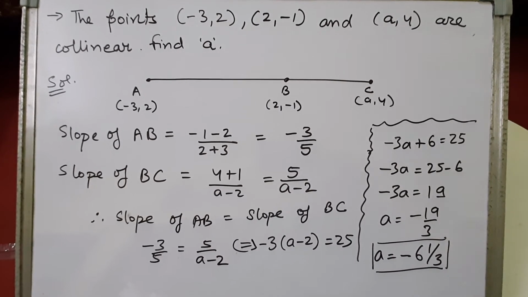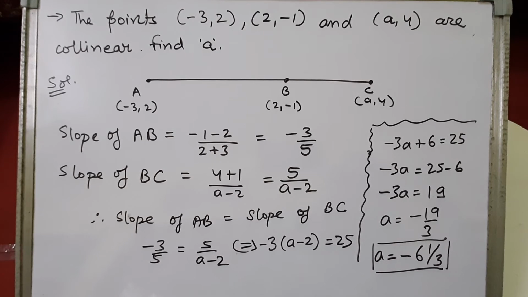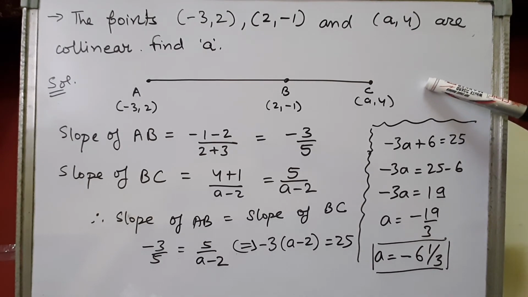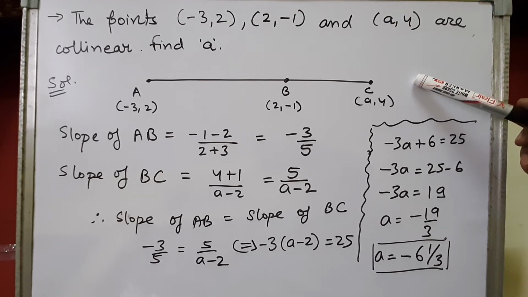Let's see another sum, children. Now in this sum it is given that the points minus 3, 2, 2, minus 1 and A, 4 are collinear. Find A. What does collinear mean? Three or more given points will be called collinear if they are lying on the same straight line. I have named these points A, B and C. A, B and C will be called collinear if they are lying on the same straight line.